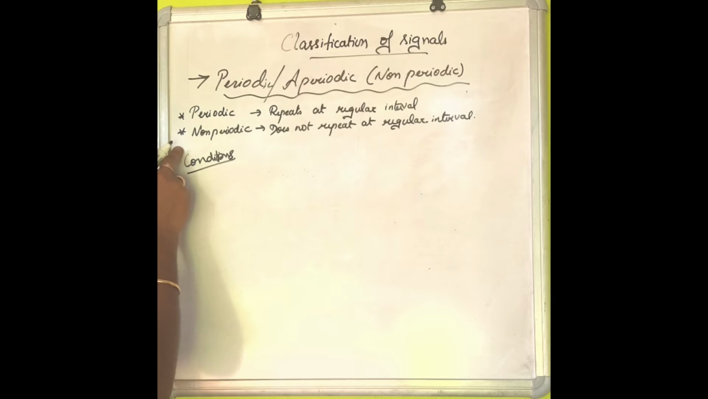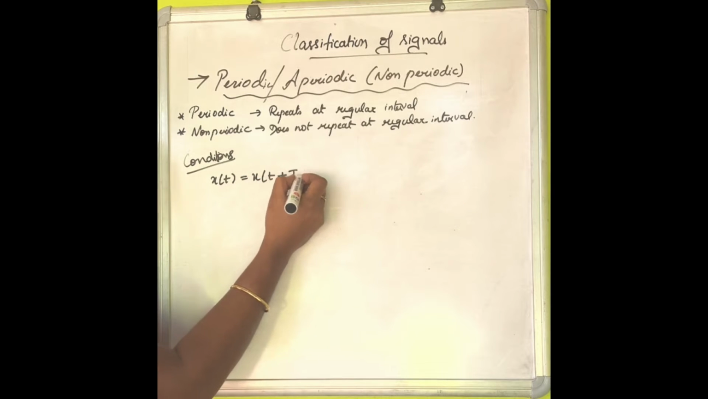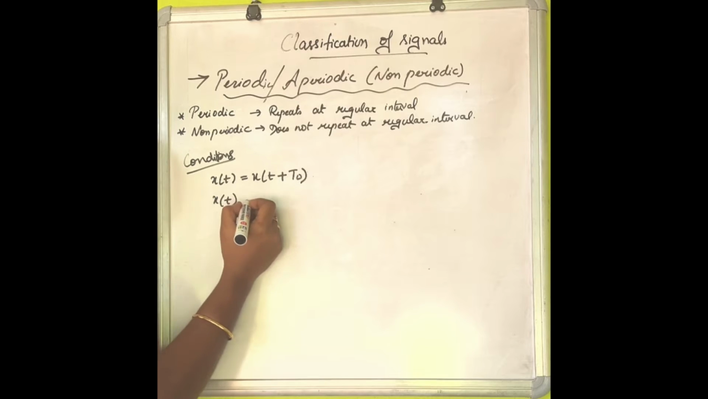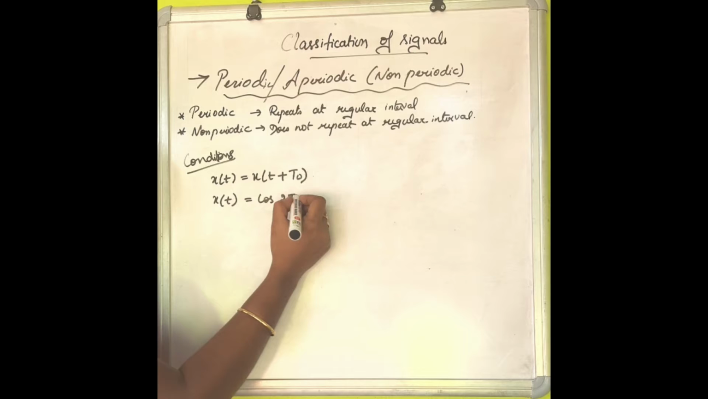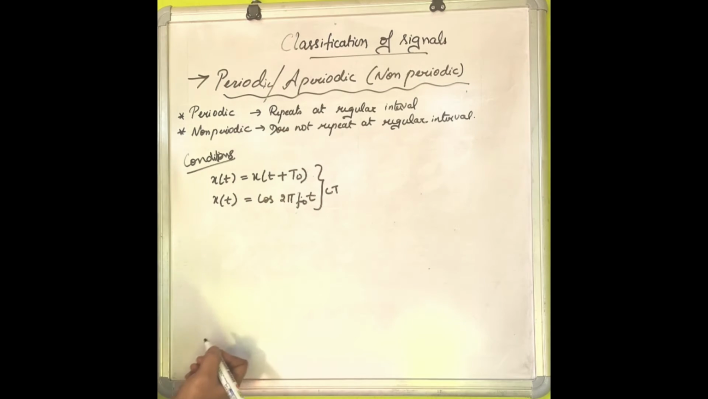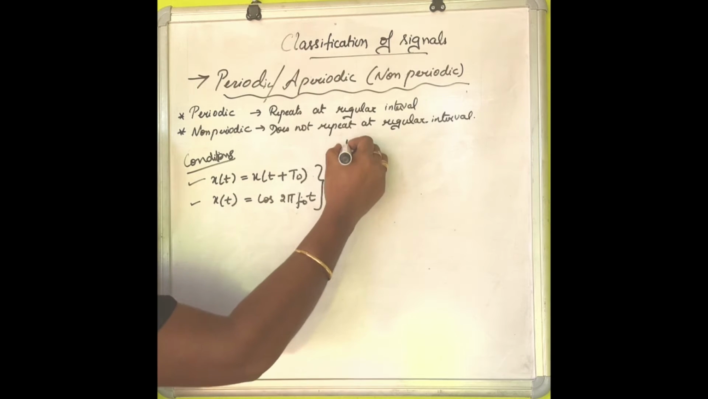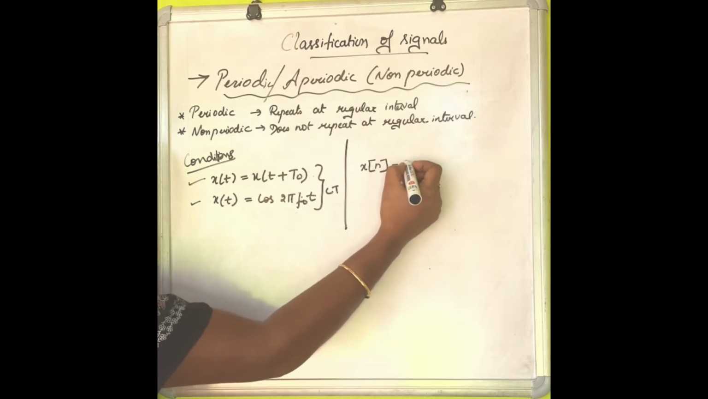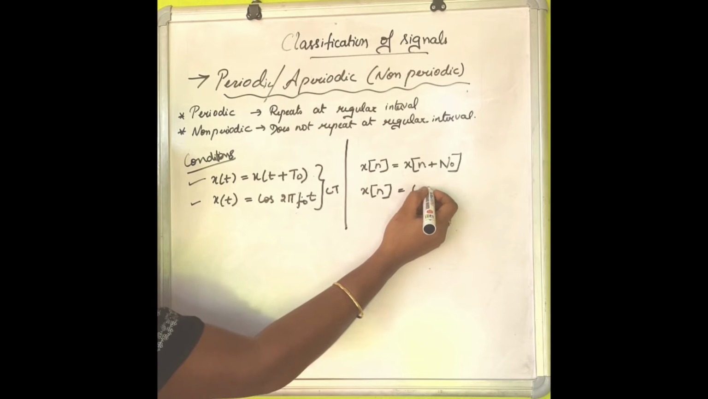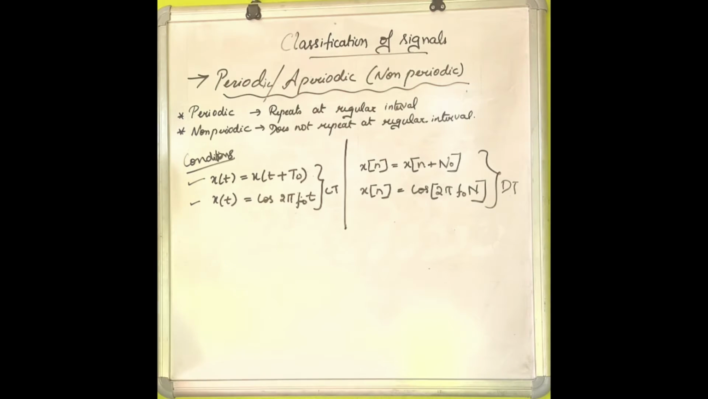and non-periodic. The first condition is x of t is equal to x of t plus t naught. Now this condition is for the question that has been asked in algebraic form. Again, x of t is equal to cos 2 pi f naught t. So both these are for continuous time signal, but when the question is asked in algebraic form, use the first one. If it's asked in trigonometric form, use the second. Similarly, for discrete, it is x of n is equal to x of n plus n naught. x of n is equal to cos 2 pi f naught n. So this is for discrete time signal.